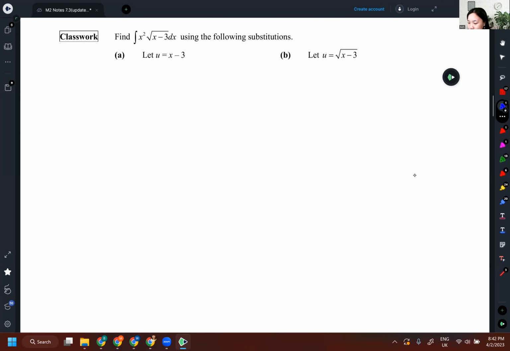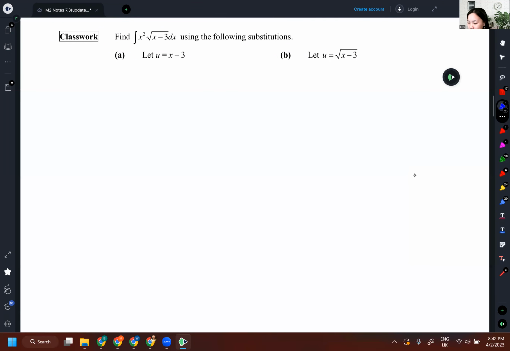The first substitution, u equals x minus 3. Then du/dx equals 1, so du equals dx. Now you can write it backwards, dx equals du, just for convenience, because in my substitution I'm going to change everything.